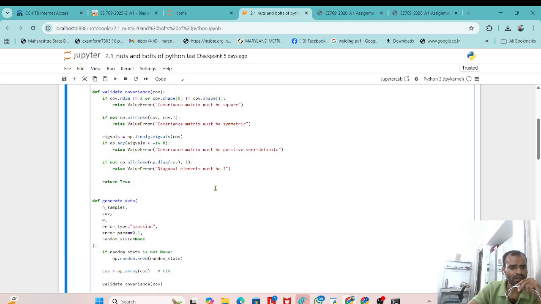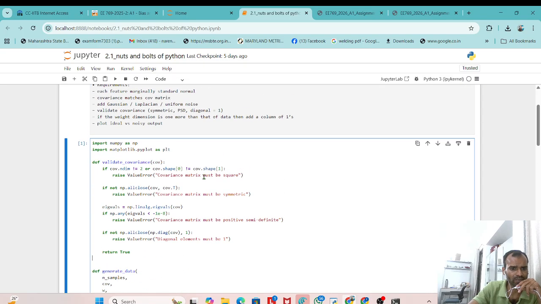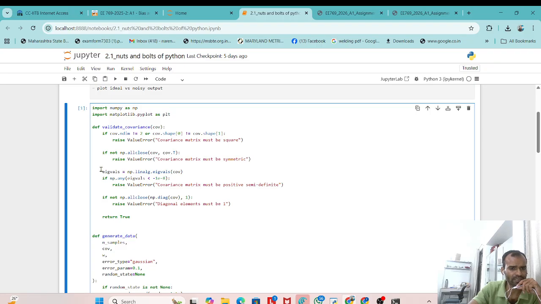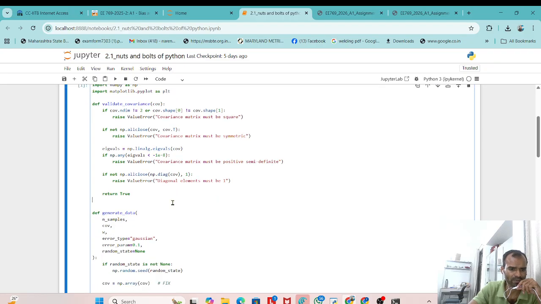Now when I have run this code, this is the first step, validate covariance matrix. So covariance matrix must be square, it will satisfy that. Covariance matrix must be symmetric, it will satisfy that. Covariance matrix must be positive semi-definite, it will satisfy that. Diagonal element must be 1, right? So this function is basically validating the covariance matrix, right?